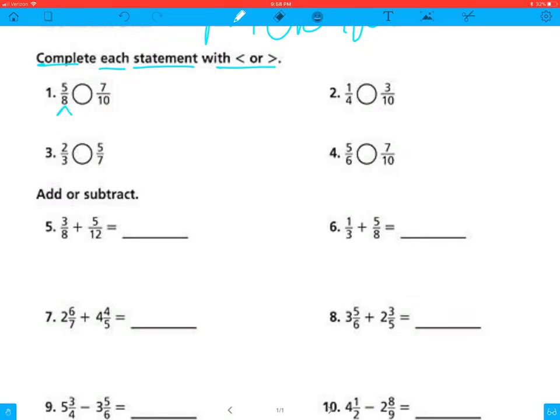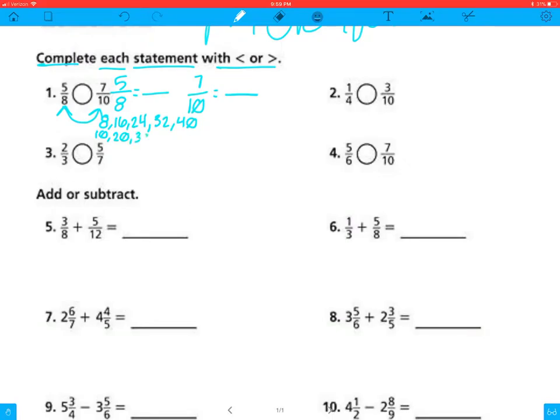We're going to complete each statement with a less than or greater than. So these are fractions that do not have a common denominator. When we don't have a common denominator, we need to find one. We find a common denominator by finding the least common multiple. So between 8 and 10, I can start listing 8, 16, 24, 32, 40. I already know, woohoo, it's going to be 40.